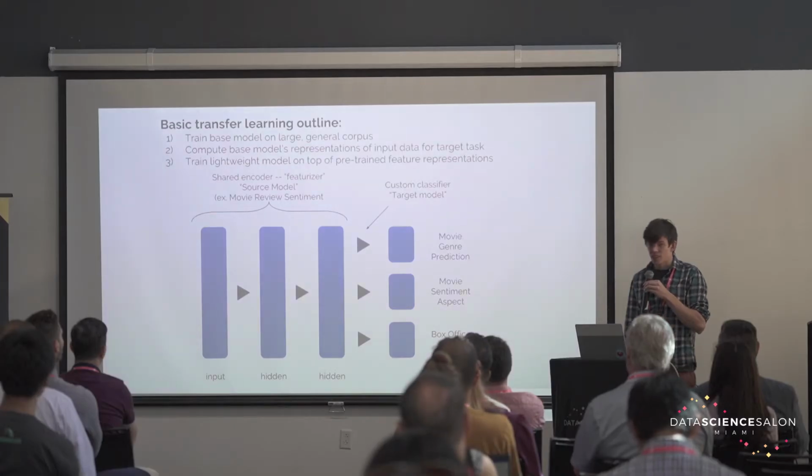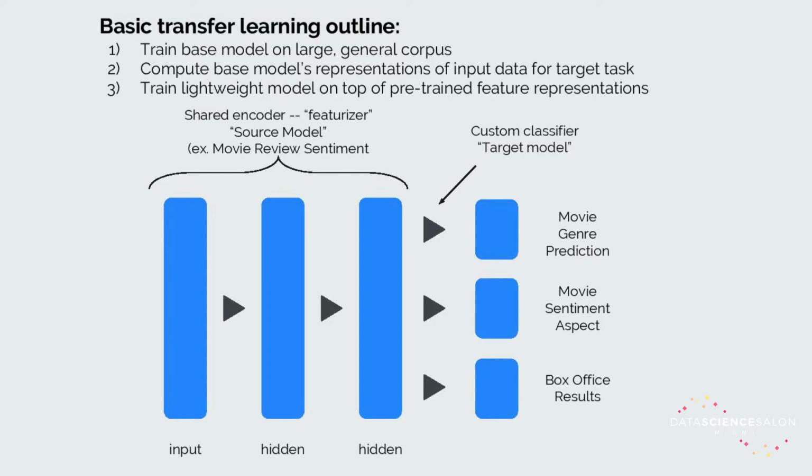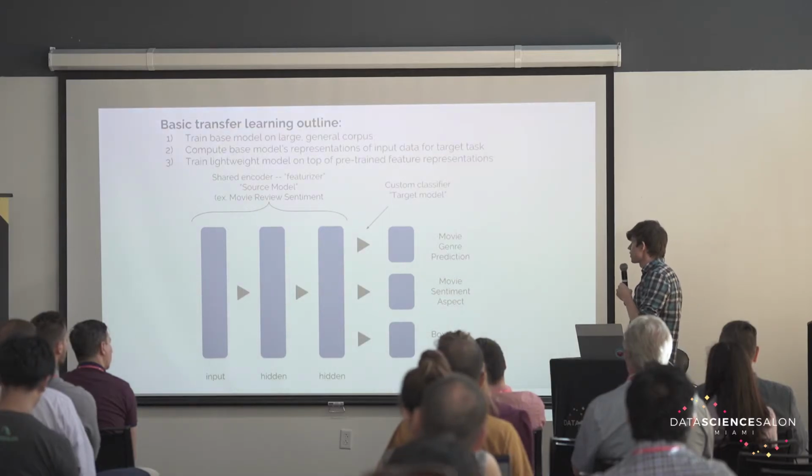So this is what transfer learning looks like in a machine learning context. Here on the left-hand side, we have what we call our shared encoder, or our featurizer. In this case, it might be a model trained on something like movie review sentiment. On the right-hand side, we have a custom classifier, which we call our target model. We actually have a couple of them. Each of these arrows represents a different model that's been trained using the features extracted by this source model. So we might modify the model to do movie genre prediction, or movie sentiment aspect, or predict box office results.